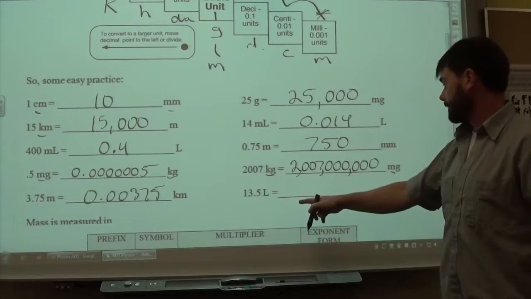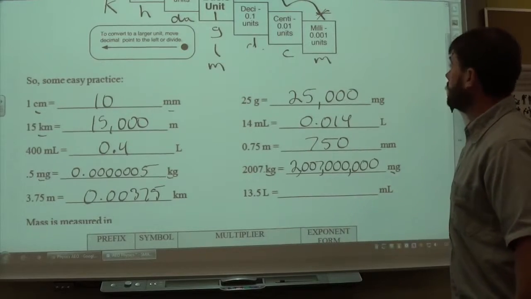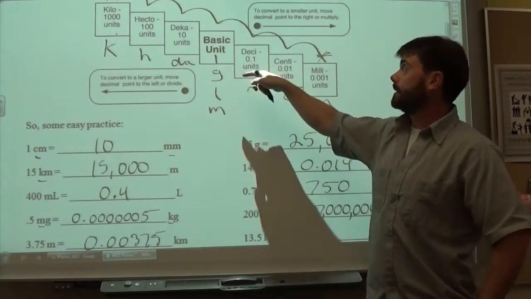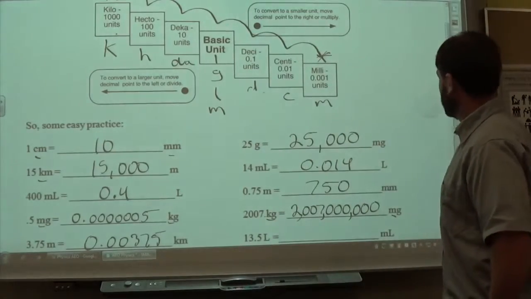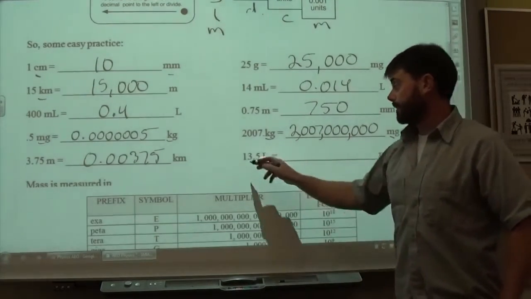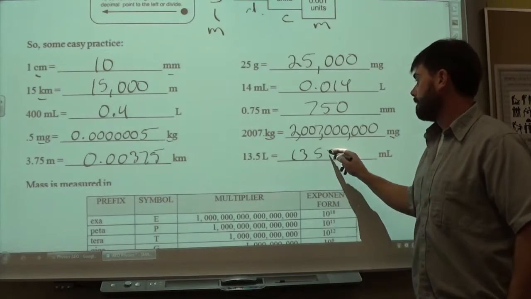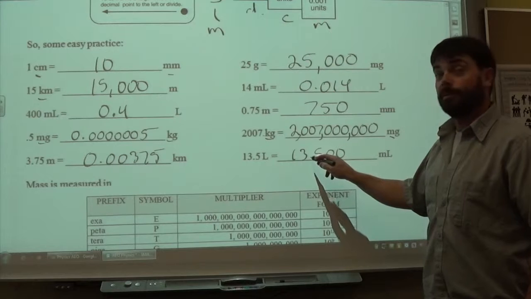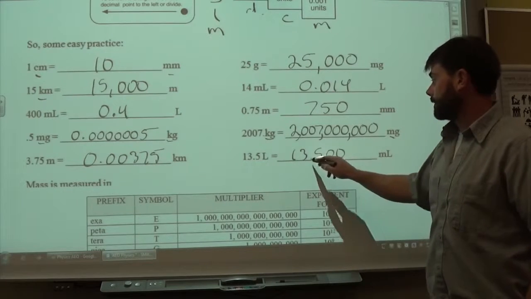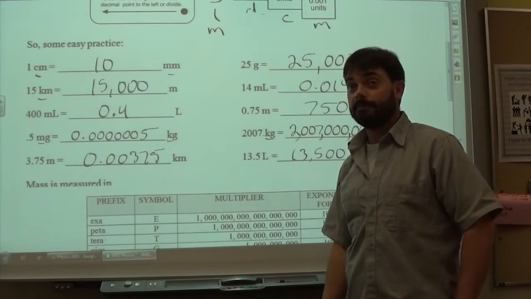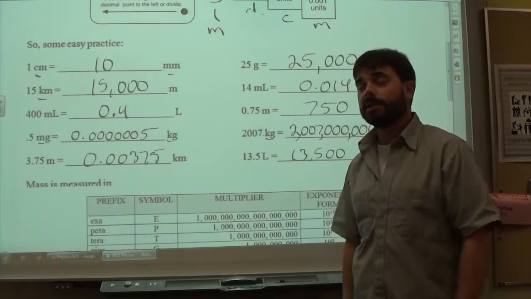And then the very last one, we're going from liter to milli. Liter being a base unit and milli being to the right. 1, 2, 3 place values. So I'm going to go 13.5. If the decimal was here, we went 1, 2, 3 to the right. So you can put a comma in there, so 13,500. So that's how you do the staircase method.